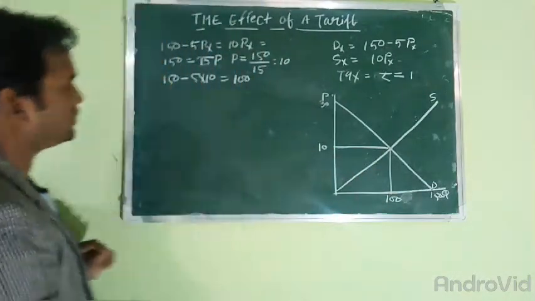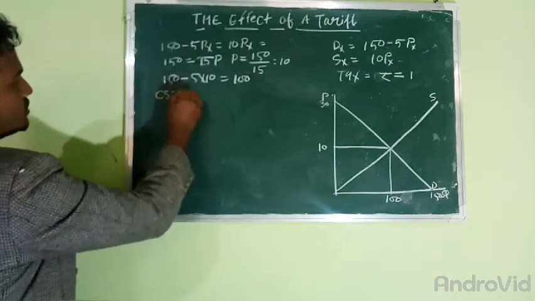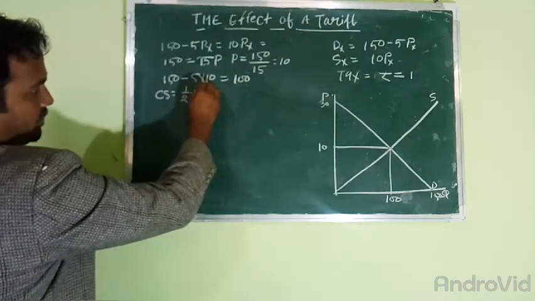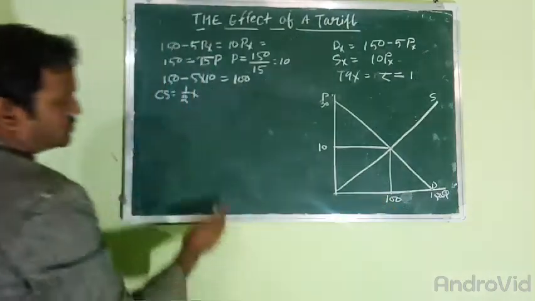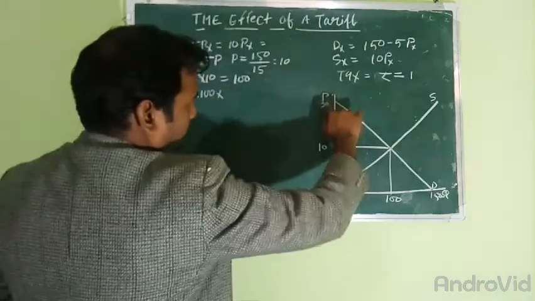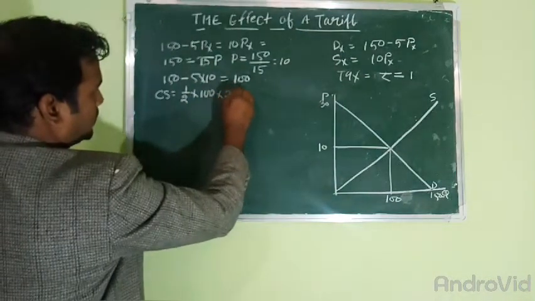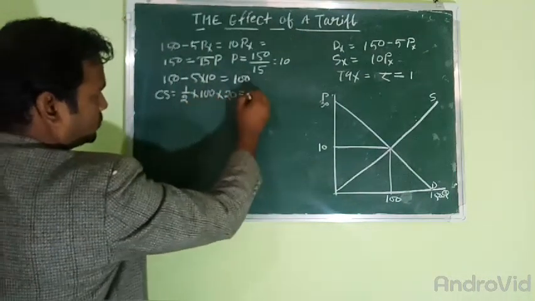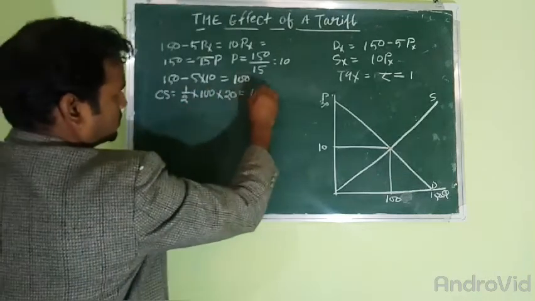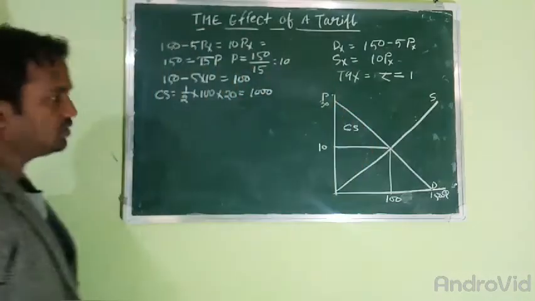Find the consumer surplus. How can we find the consumer surplus? It is very easy. Consumer surplus is equal to 1 upon 2 into base into height. The base is 100 quantity and the height is the difference between 30 and 10, which is 20. So it means 2000, and 1 upon 2 of that is 1000. So the consumer surplus is 1000.